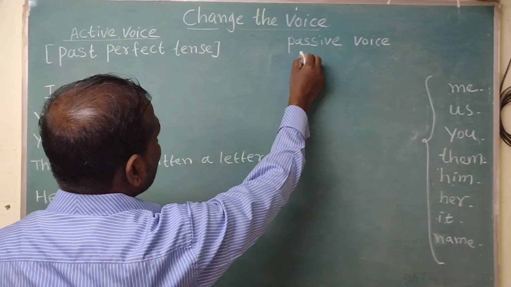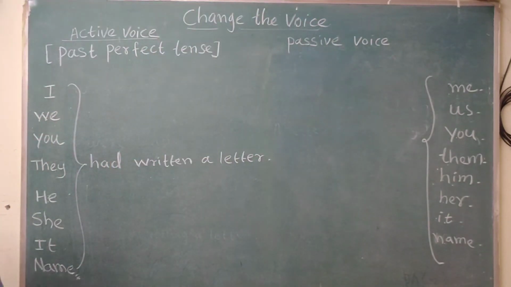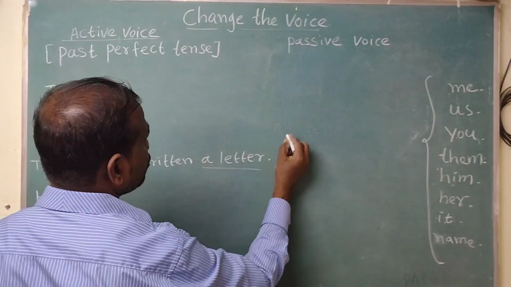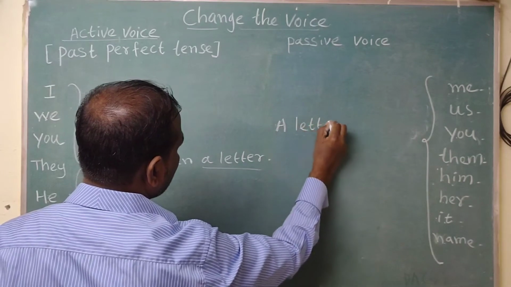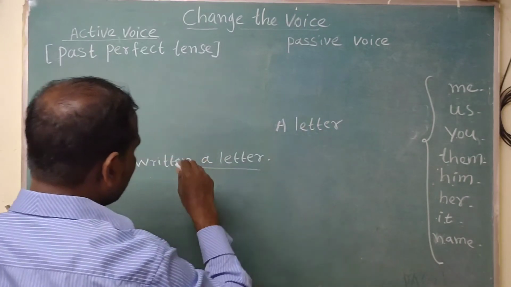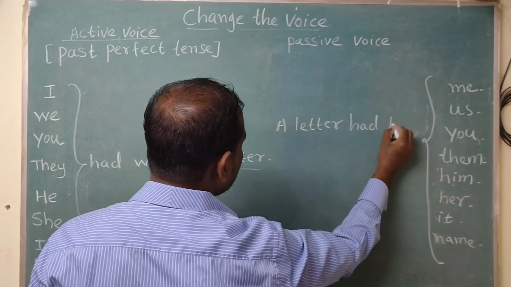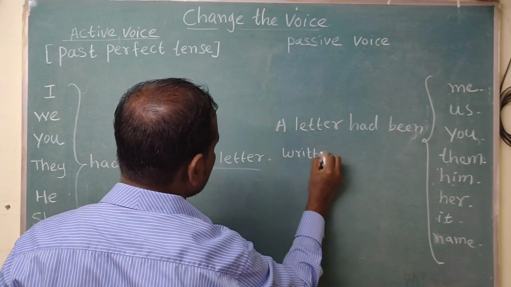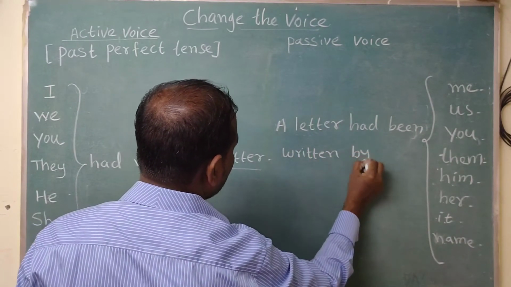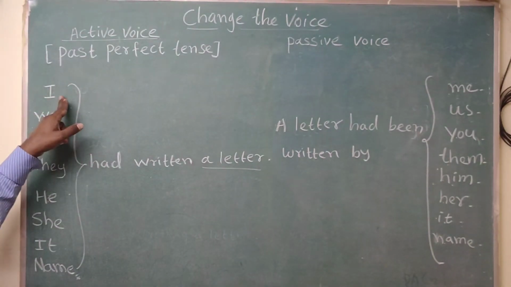We know that whenever we are writing a passive voice sentence, we have to begin the sentence with the object. Now what is the object here? A letter. So we'll start the sentence with a letter. Then we'll take had as a helping verb, then been, then the third form of the verb, written, after that by, and after by we have to use the passive form of the subject.